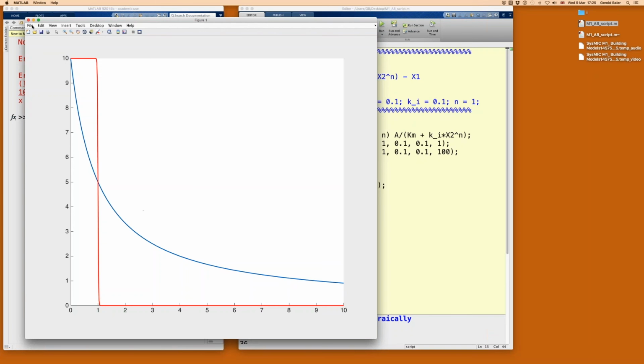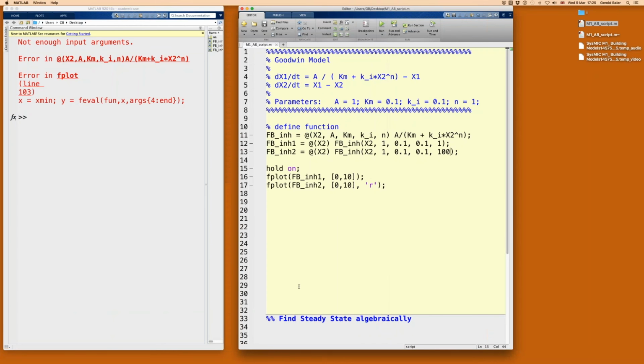Okay, I think that's basically what we can say about this function. We understand that depending on how we model it, whether n equals 1 or n is larger than 1, we'll get hyperbolic decay or this kind of switching decay. And we can use that to, for example, fit the model to experimental data.